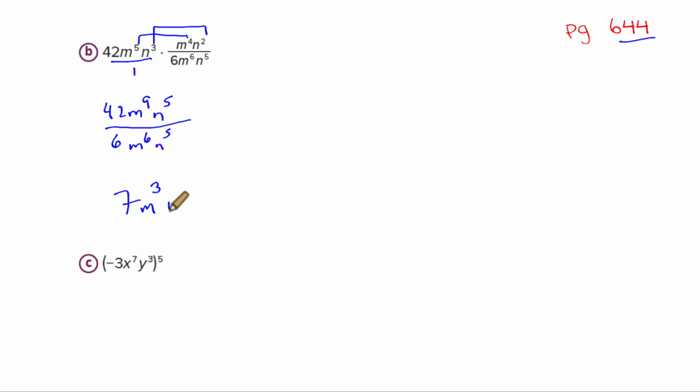But I'm going to write that out. You don't have to write that out because they cancel and leave a 1, right? So that's going to be our final answer. 7m to the 3rd. n to the 0 just equals 1. So this is going to be our final answer. So all that whole blob there reduced to this.